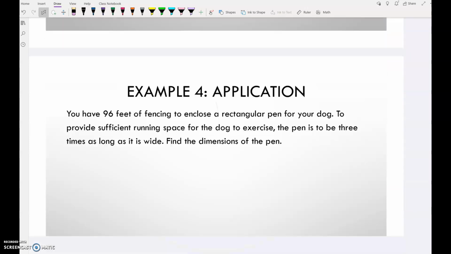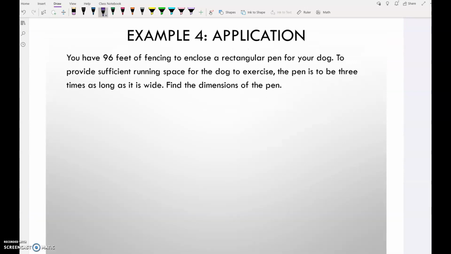All right, we love word problems, so let's do a word problem. You have 96 feet of fencing to enclose a rectangular pen for your dog. To provide sufficient running space for the dog to exercise, the pen is to be 3 times as long as it is wide. Find the dimensions of the pen.